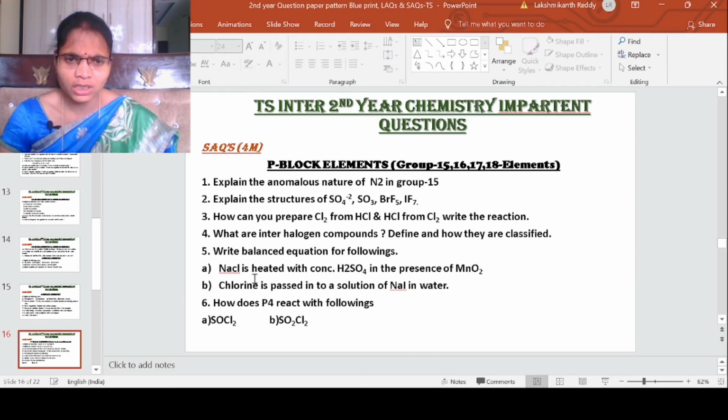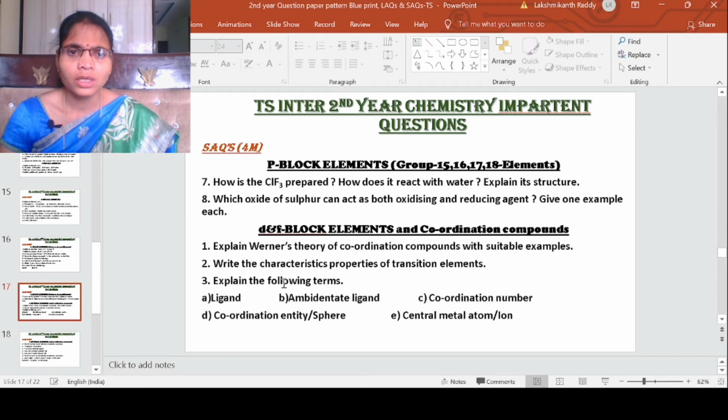Balance the following reactions: sodium chloride is heated with concentrated sulfuric acid in the presence of manganese dioxide. Chlorine is passed into a solution of sodium iodide in water. Then how does P4 react with the following: SOCl2, SO2, Cl2. Okay. Next, P block elements, one more question. How is chlorine trifluoride prepared? How does it react with water? Explain its structure. Then, which oxide of sulfur can act as both oxidizing and reducing agent?